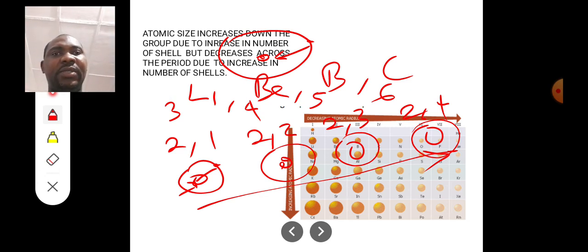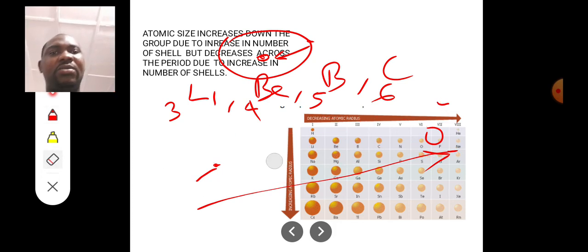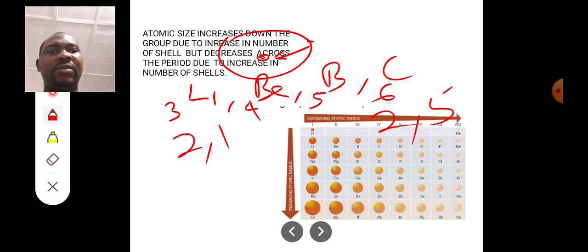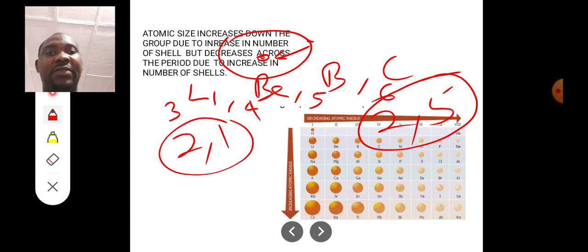Okay, so if I am comparing carbon and lithium, carbon has a smaller size than lithium. How do I know? Even though they have the same number of shells, 2, carbon's atomic number is bigger, 6. So anytime you are comparing two elements with the same number of shells, the one with the higher atomic number will have the smaller size.